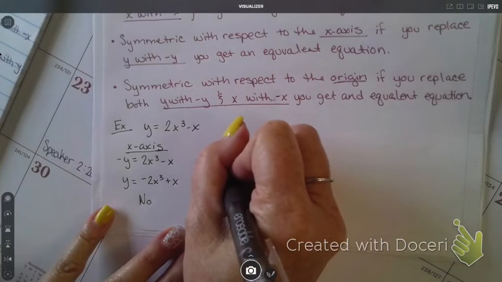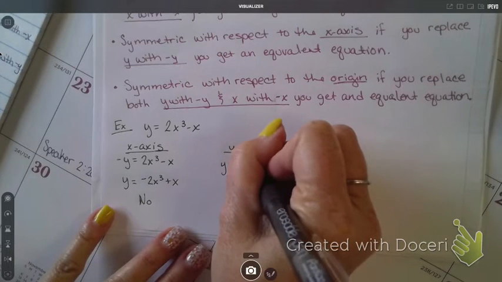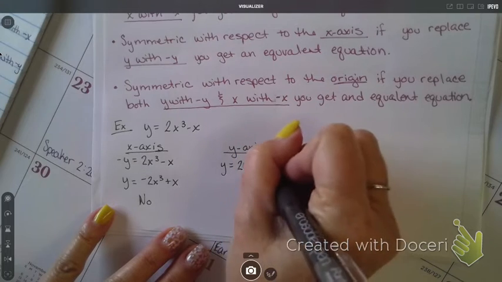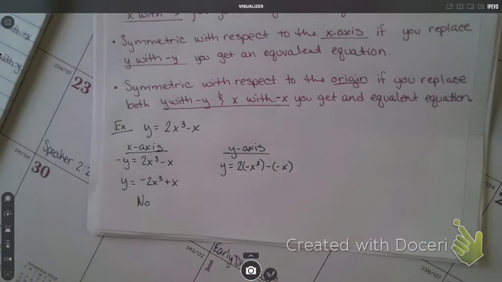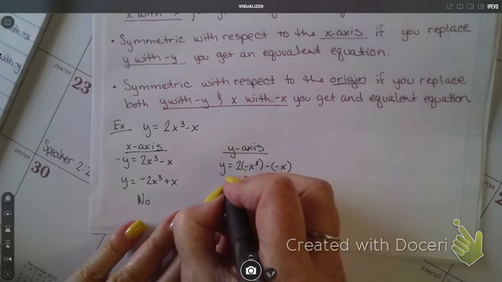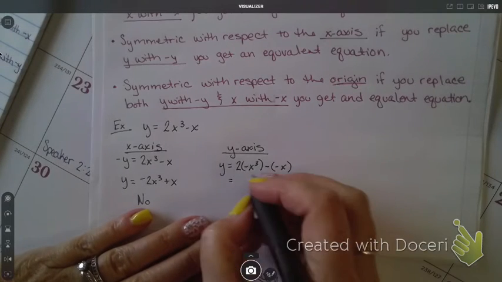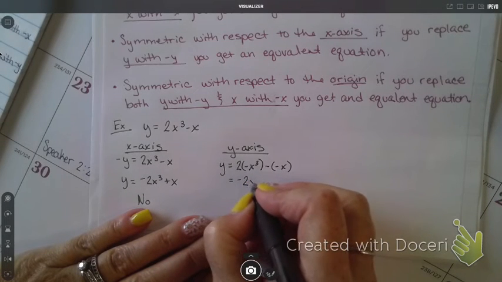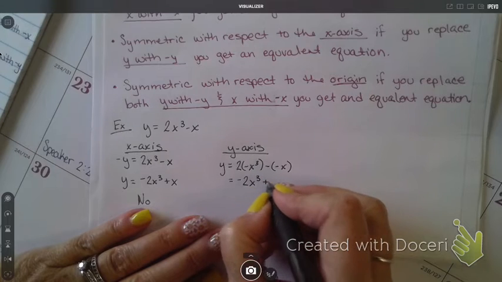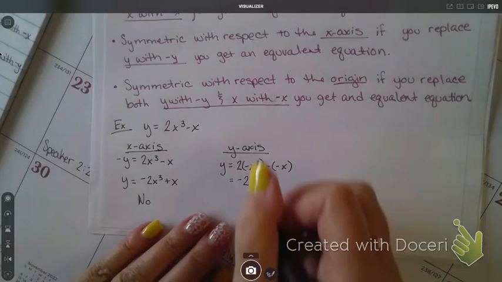I get y equals 2 times negative x cubed minus negative x. Now remember the value of parentheses, right? So that would simplify to what? Negative 2x cubed plus x. So is it symmetric about the y-axis? No.